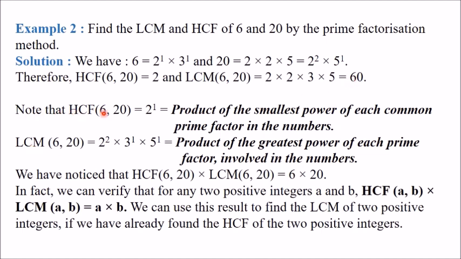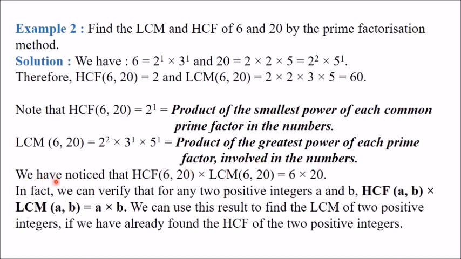Note that HCF of 6 and 20 is equal to the product of the smallest power of each common prime factor in the numbers. Here it is very important that you understand this: HCF of two numbers is the product of the smallest power of each common prime factor in the numbers, whereas LCM of 6 and 20 is 2 square into 3 into 5, which is equal to the product of the greatest power of each prime factor involved in the numbers.